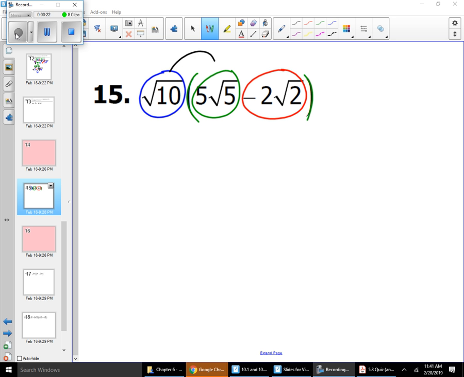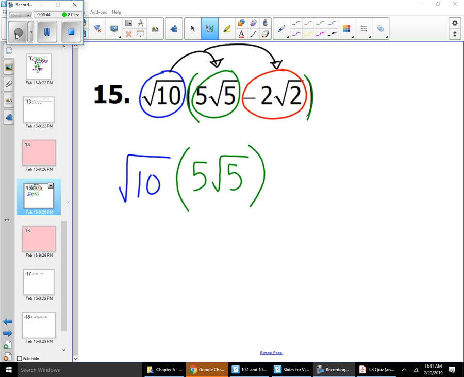One where we multiply the root 10 by the first term, the 5 root 5, and another where we multiply that root 10 by the second term, the negative 2 root 2. So there's a bit more going on in this problem than we had in just the simple multiplication problems. So I like to include colors here. If you have highlighters, those are sometimes helpful. Multiplying that root 10 by the 5 root 5, and then also multiplying that root 10 by the negative 2 root 2. So two small multiplication problems here.